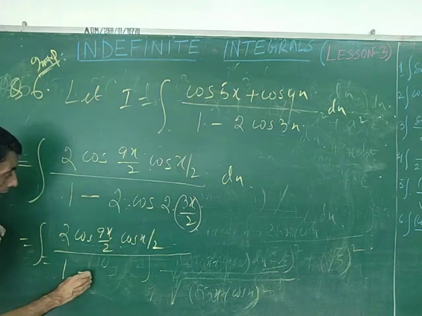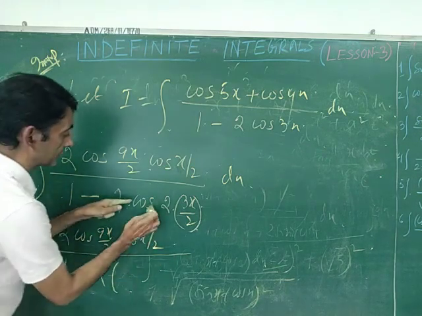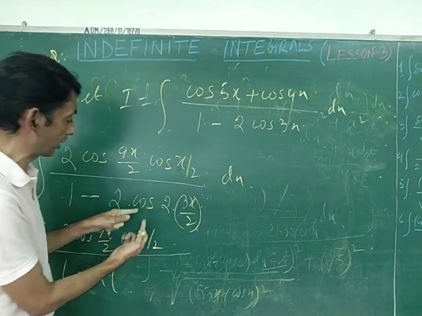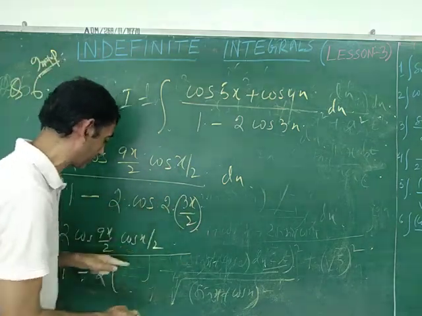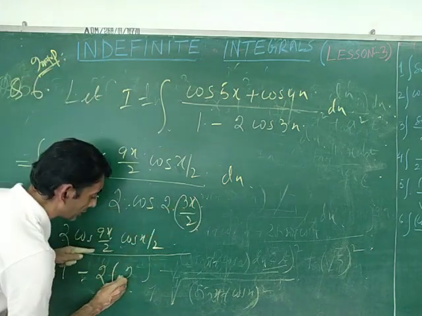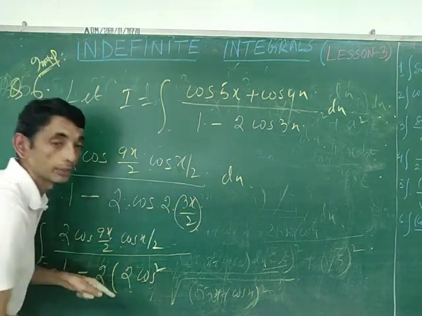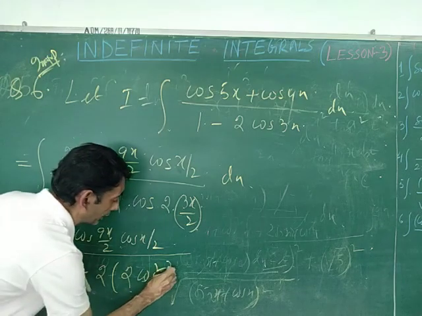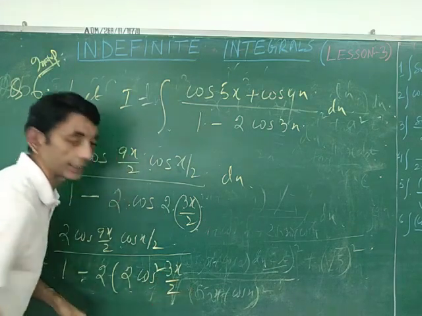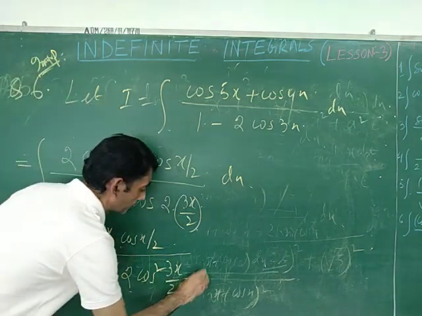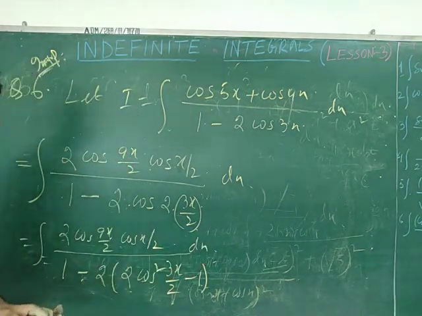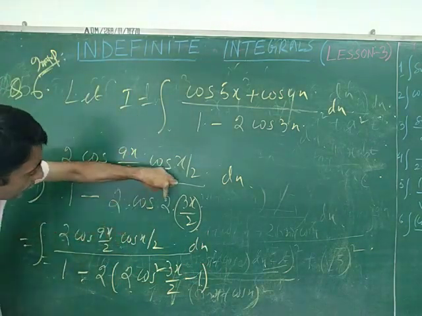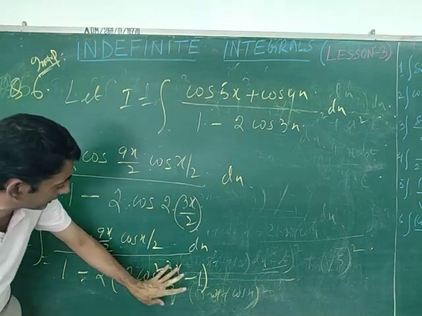Then 1 minus 2. In some earlier questions we also used this formula for cos 2x. Cos 2x means 2 cos squared x minus 1, where x is 3x by 2. So 2 cos squared of 3x by 2 minus 1, dx. So 1 and 2, this is cos 2x, that is 2 cos squared x minus 1.